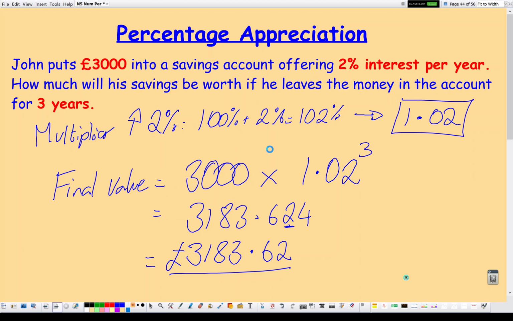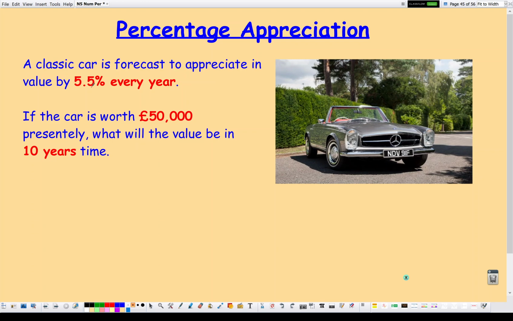Okay, one more example to show you, which is when we have a decimal percentage. So we've got a classic car. So anything rare usually goes up in value. You will have heard stories of the Aston Martin from one of the first Bond films that sold at auction for £5 million or something, right?